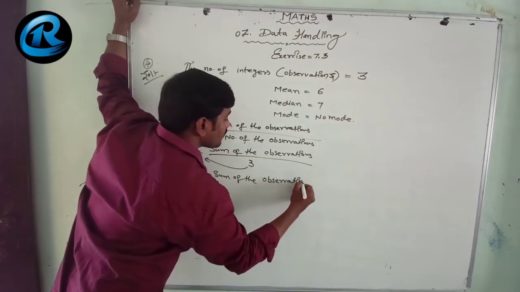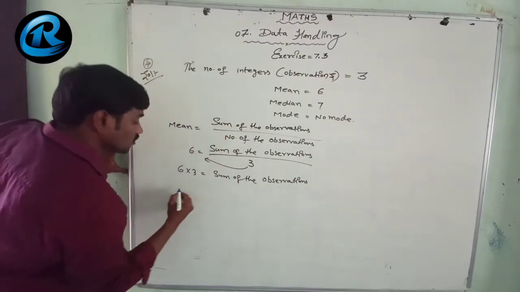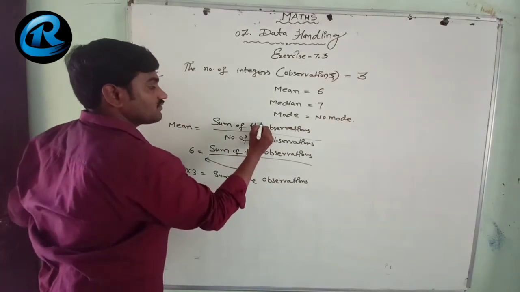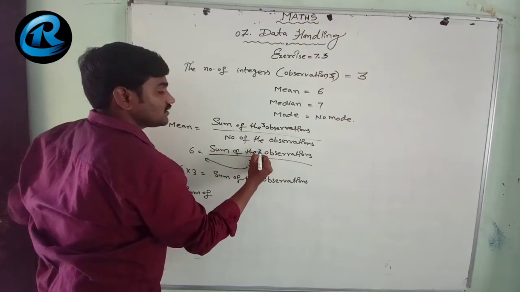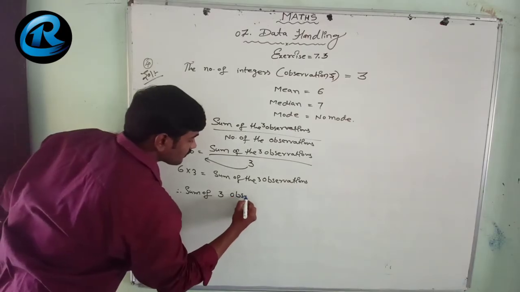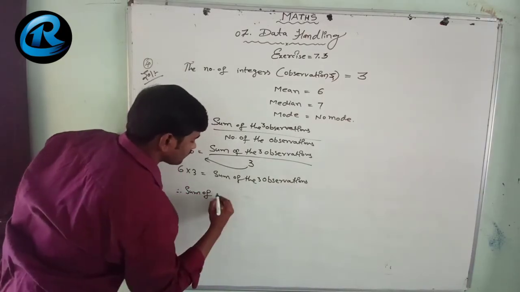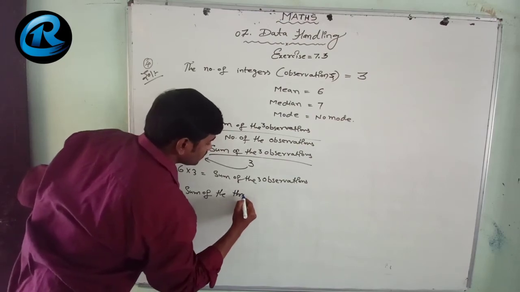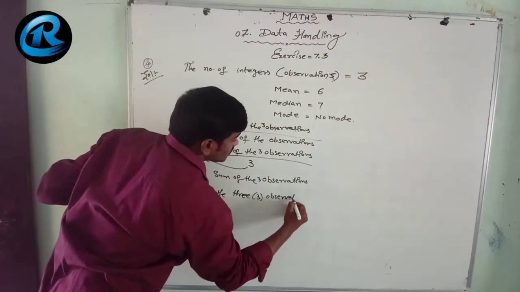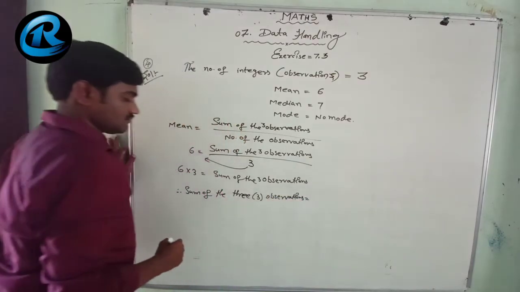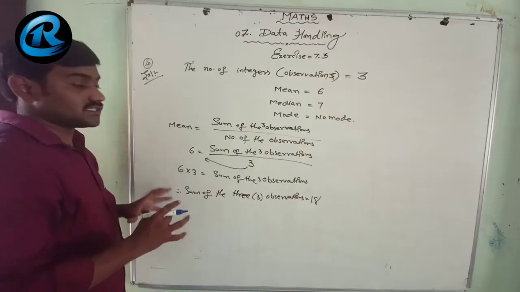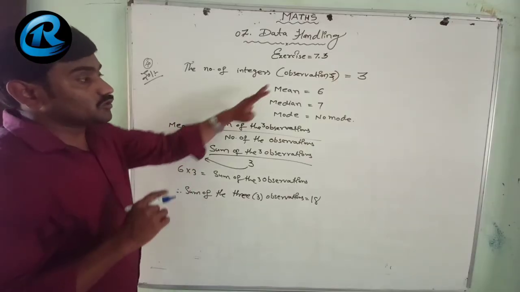అంటే ఆ 3 ఇంటీజర్స్ ని యాడ్ చేస్తే ఎంత వస్తుంది అని. The sum of the 3 observations equals 6 3s are 18. 6 3s are 18. అంటే ఆ 3 ఇంటీజర్స్ ని యాడ్ చేస్తే 18 రావాలి అంట. ఓకే, such that it should be like this.